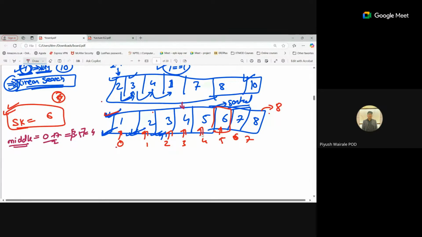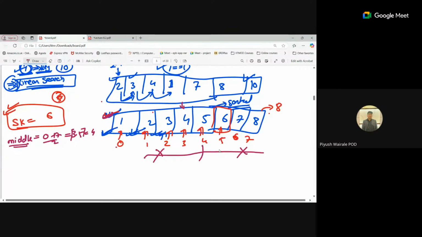So we are comparing whether the element at this position is greater than the key element or not. If it is greater than the key element, it means I don't need to search on this side, right? My element is not present on this side if it is greater. If that element is less than the key value, it means my element is present on the other side of the middle element, so I don't need to search the first side. In this way, you can reduce the time for searching, right?